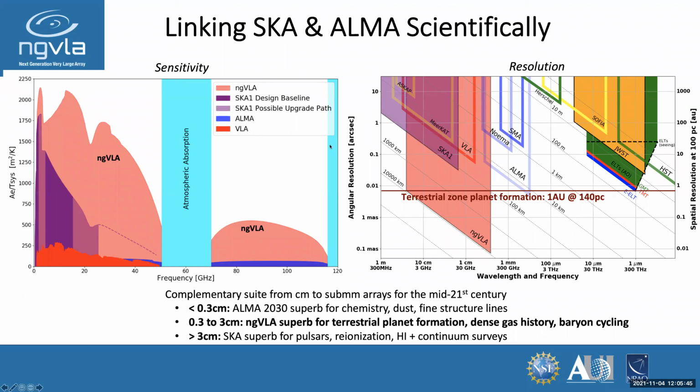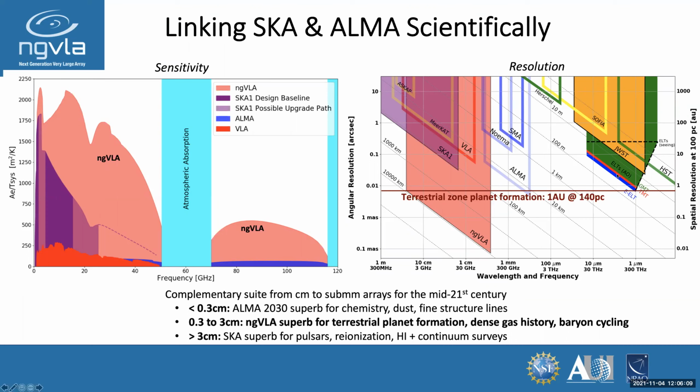So in the figure on the right, you'll see angular resolution plotted against frequency. And that maroon line going across here really just spells it out. This is the angular resolution necessary to resolve 1 AU linear distance at a distance of 140 parsecs, the nearest major star forming site, to study terrestrial planet formation.